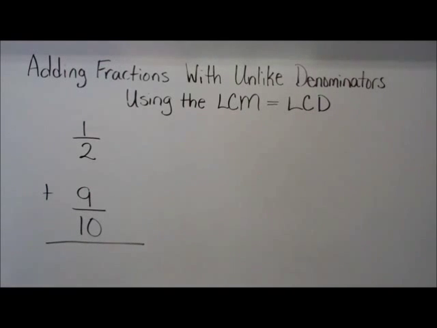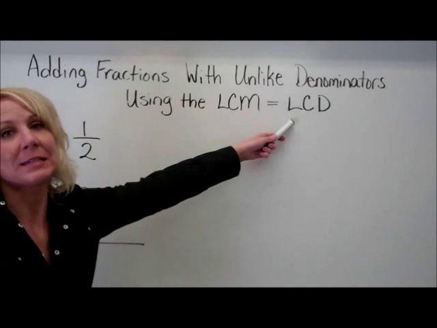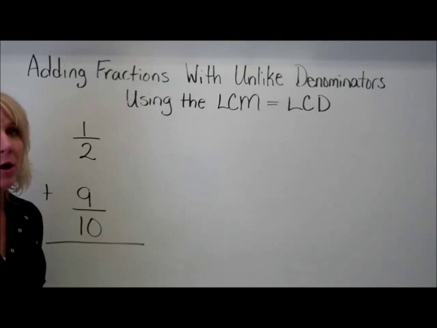This is another example of adding fractions with unlike denominators, using the least common multiple to get a least common denominator for the two fractions. This example is a bit more complicated.